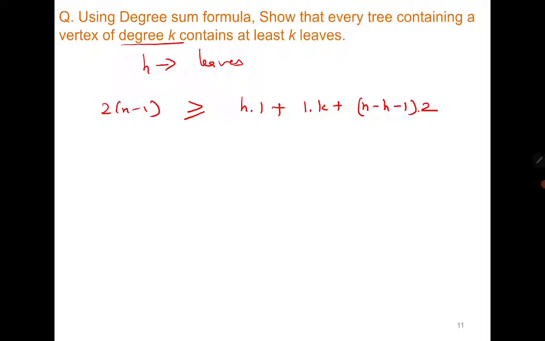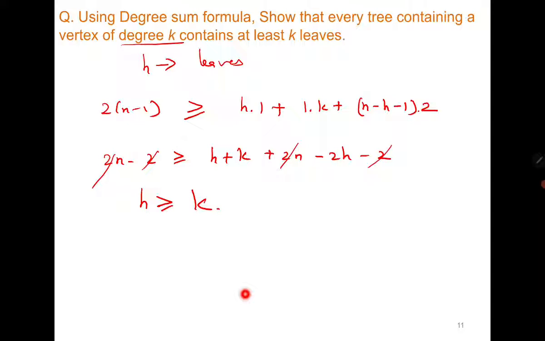We do not know the exact degree, but we know that their degree is at least 2, and therefore this inequality comes, because here it is twice the number of edges, and here we are considering at least 2. Now it's the simplification. So 2n minus 2 is greater than or equal to h plus k plus 2n minus 2h minus 2. So these two things cancel out, and that gives you h is greater than or equal to k. H, we have assumed, is the number of leaves in the tree, and therefore the number of leaves is at least k.